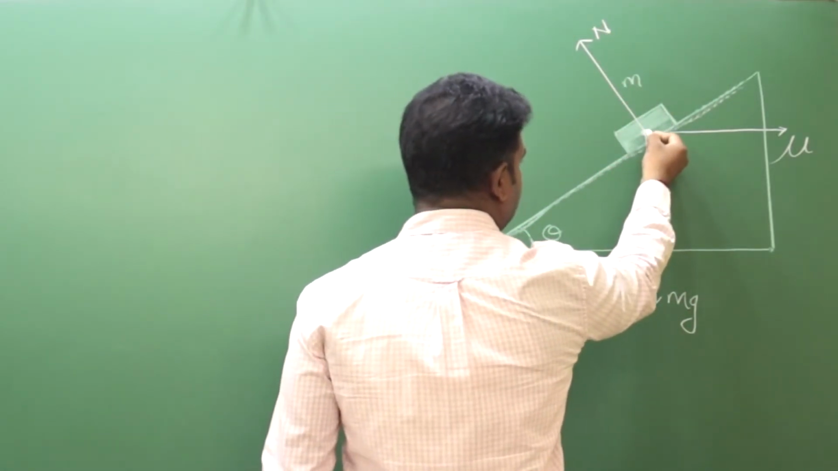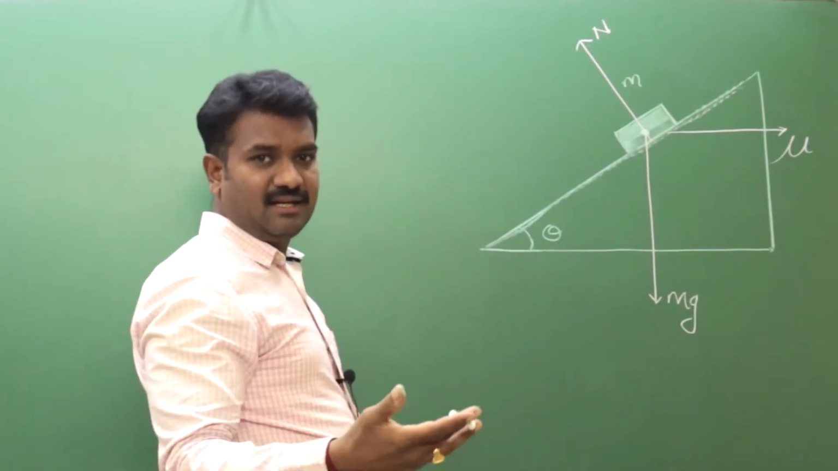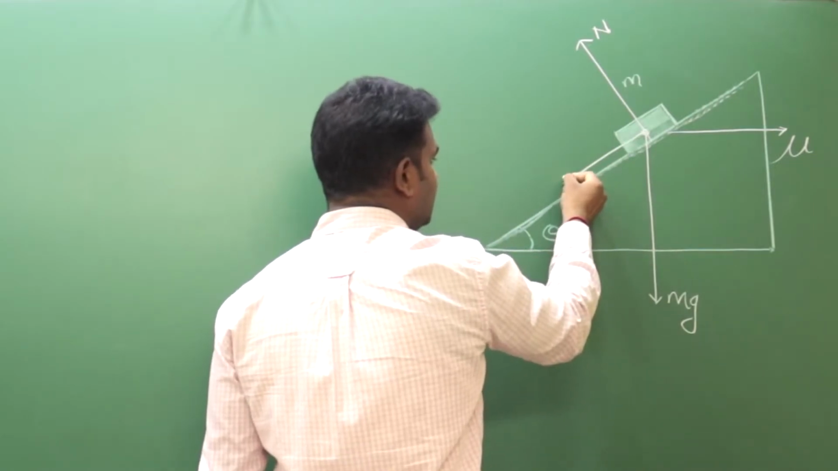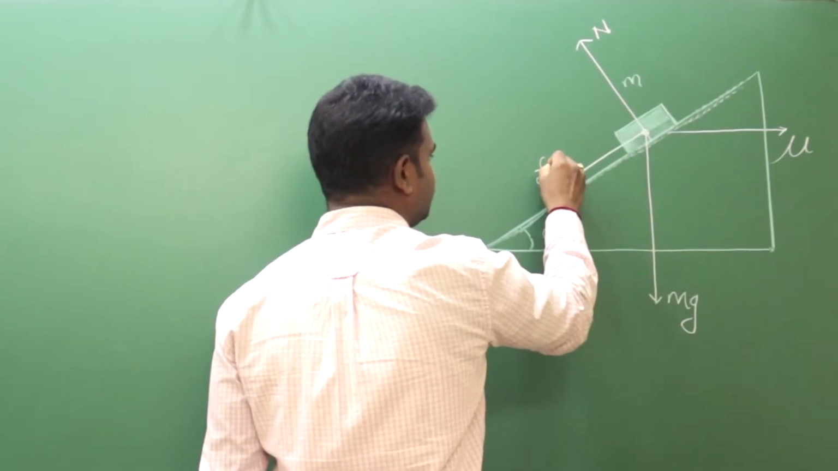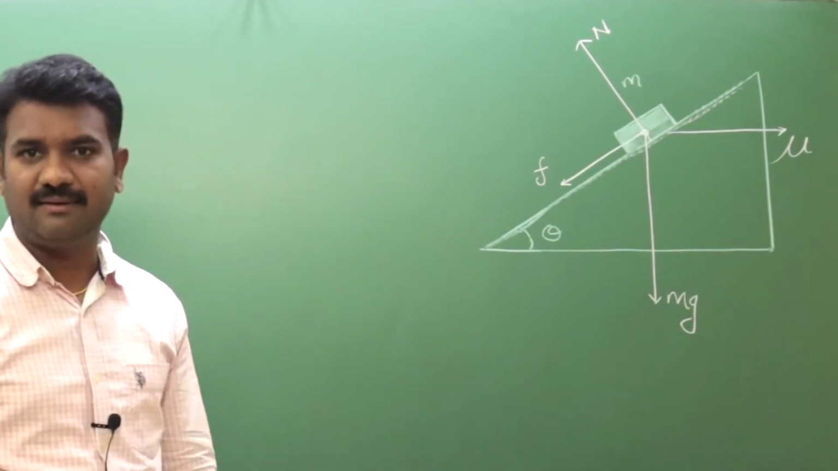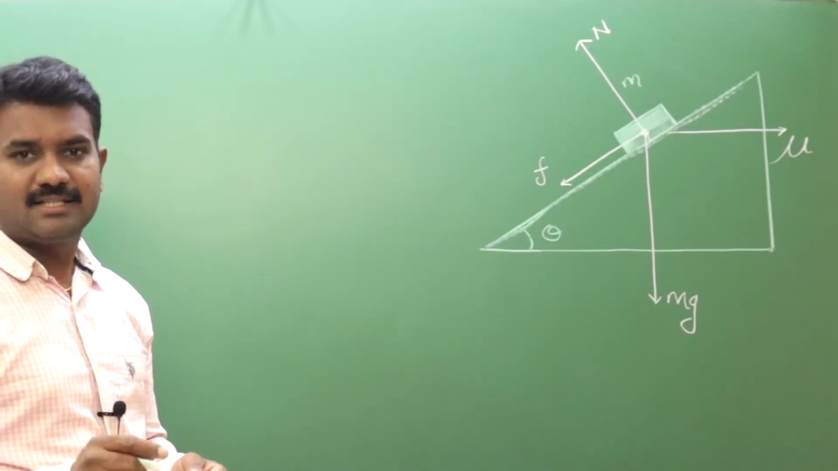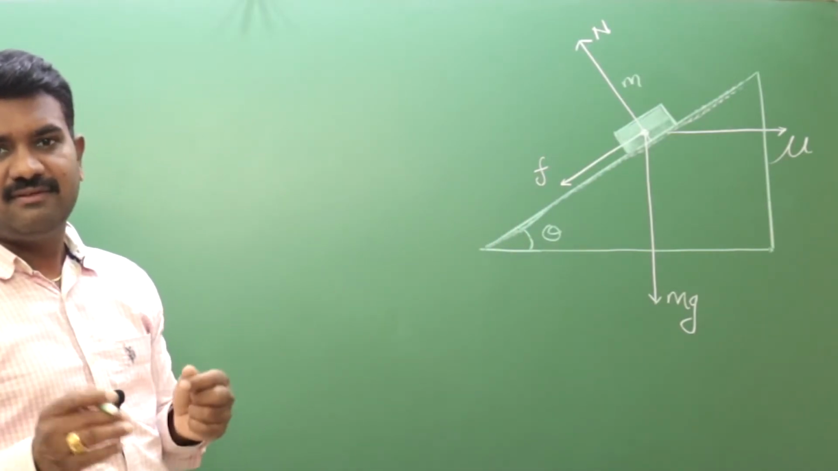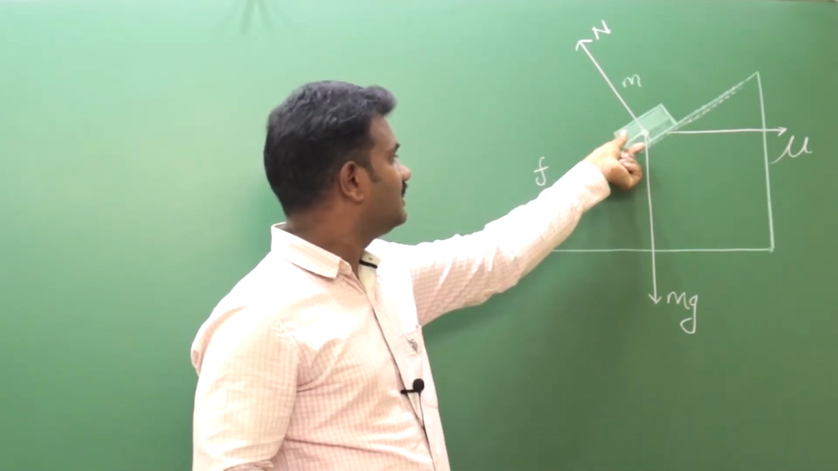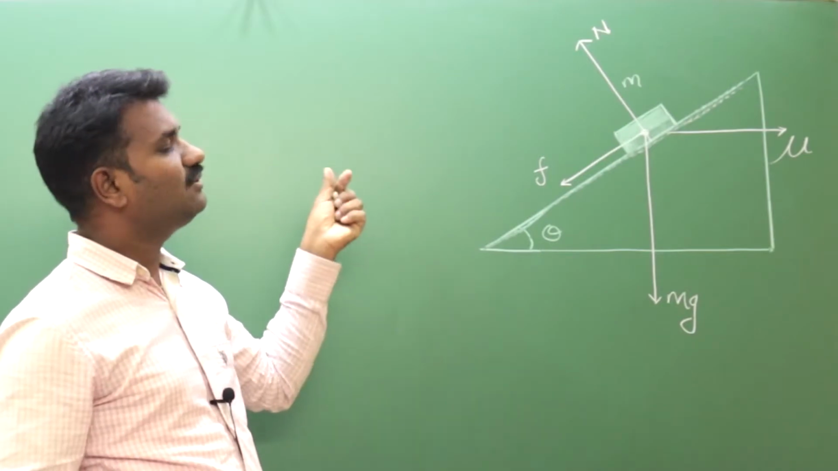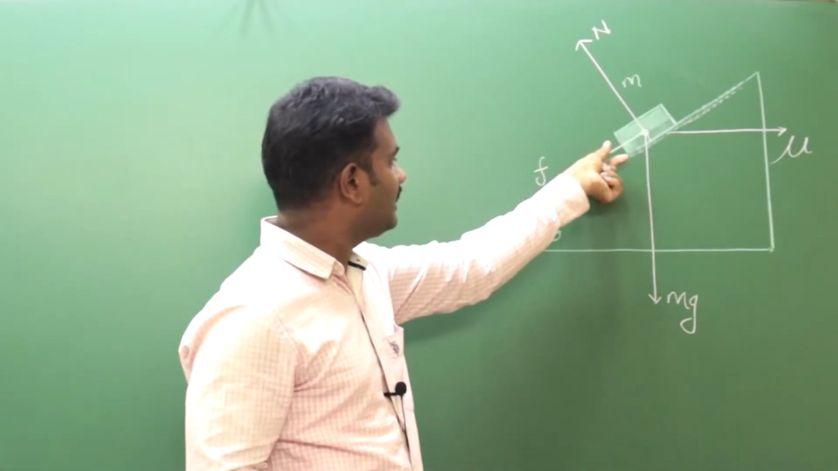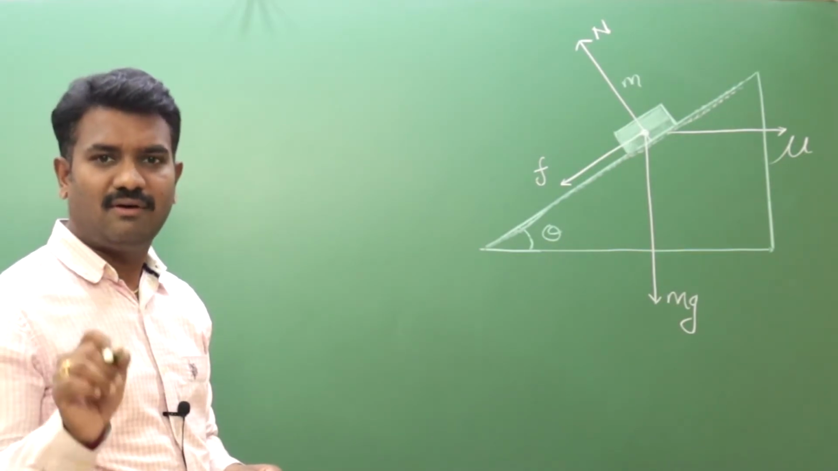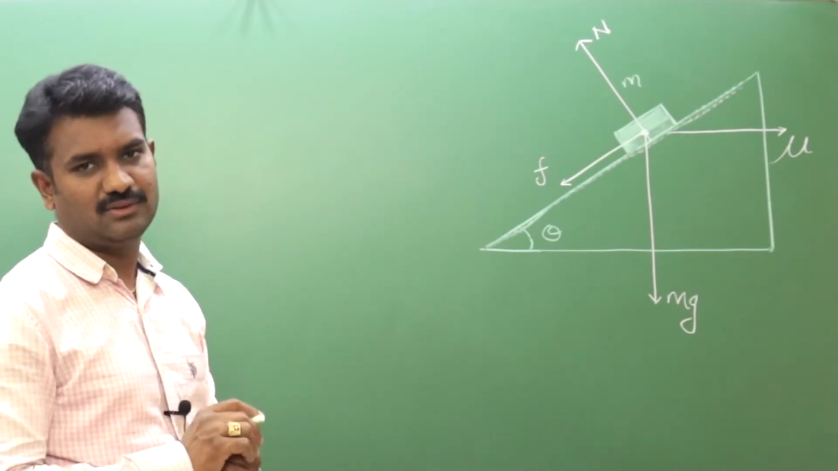Now the object is ready to slide or sliding, whatever it is, which means some force is acting in this direction. Because of that force only, some force small f is acting along the inclined plane. That's the reason why the body is ready to slide or slides along the inclined plane. Say that is a small f. So now our target is to find the small f value also.